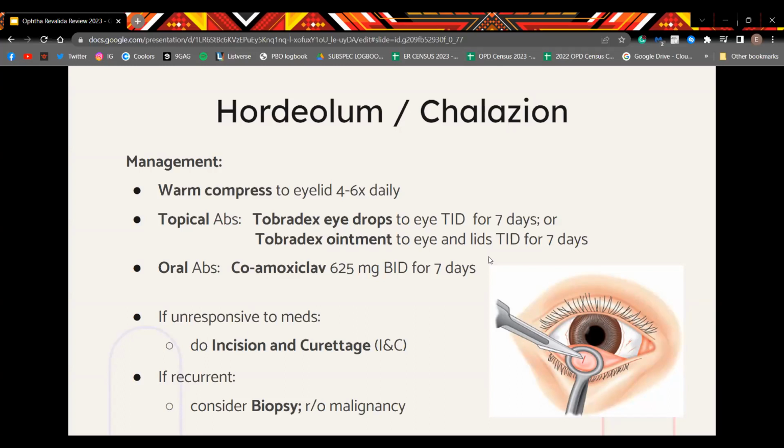If internal hordeolum, you may also do, actually, if hordeolum, you may also try oral antibiotics. Some of our consultants, they prefer using oral instead of topical lang. So if you want to do oral, ang example dun is coamoxiclav, 625 milligrams twice a day for 7 days. And then, siyempre ifa-follow up mo siya after 1 week. And if unresponsive yung hordeolum or chelation, persistence pa rin, you may consider doing incision and curettage. And after that, if nag-recur pa rin, again, consider doing biopsy na dun sa eyelid mass to rule out malignancy lang.